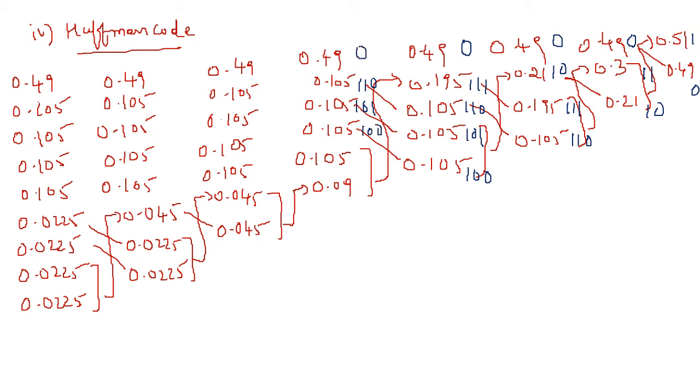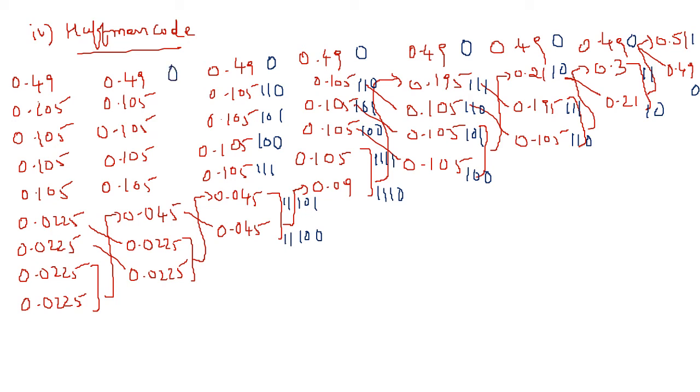Now 111 has to be split. So 111, 1 1 1 0. So this is 0. This is 110. 101, 100, 111. You are going to split 11, 10. So 11 101 111 00. 11 01 and 11 100.